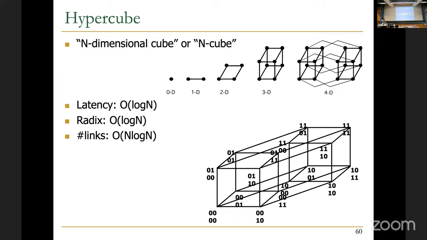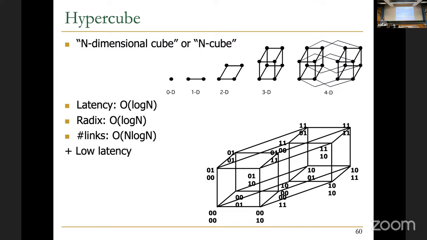So the latency is on the order of log n. Radix, the number of edges connected to each node, is also O(log n). So if you have, for example, 64 nodes and you want to connect them by hypercube, what is the n for that? 6, exactly. So you need a 6-cube hypercube, which means that each node is connected to 6 other nodes. So the radix is log n. We have n nodes in the network and each node has a degree of log n, so the number of links is on the order of O(n log n).